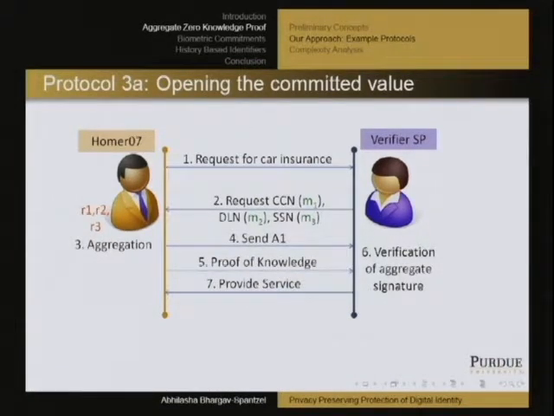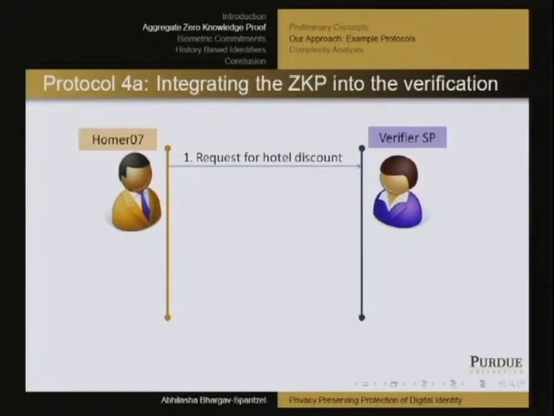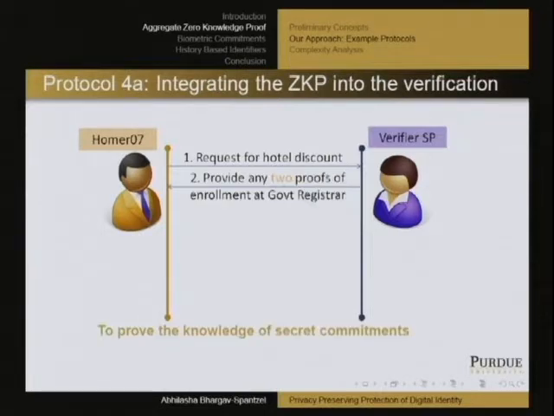So now let's consider another scenario where Homer is a Secret Service agent. Okay, so he has a reason to hide the kind of commitments that he has that he's enrolled. And let's consider the government is the registrar. So if Homer has enrolled some commitments at the government, that means he's a government employee. So while he's requesting a hotel discount in step 1, the service provider says, okay, give me any 2 proofs that you have enrolled at the registrar. So at this point, Homer does not need to say that I enrolled my Secret Service agent number and something else, because just the fact that he enrolled those numbers reveals more information than is needed.